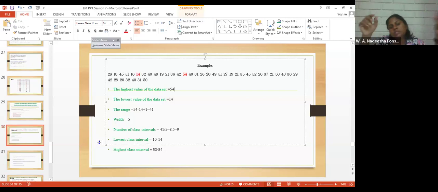Then width. Usually width is decided by the user or the calculator. If you are going to analyze these results, then you have to decide what class width you are going to use. If you are not given a width, such as 3, you can use any width on your own, but it should be convenient for the data set. So the width is 5.